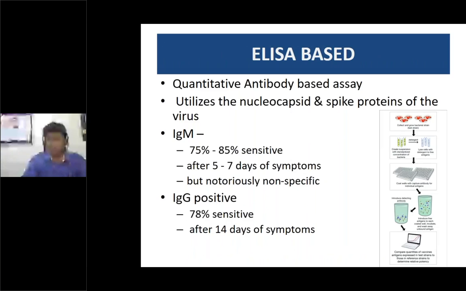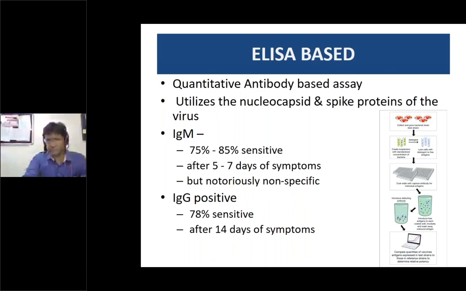The ELISA-based test is the second most common test that is recommended. This is a quantitative antibody-based test. It detects the nucleocapsid and spike protein antigens of the virus. IgM is useful in this, and the sensitivity of IgM is around 75 to 85%. This should ideally be done after 5 to 7 days of onset of symptoms.